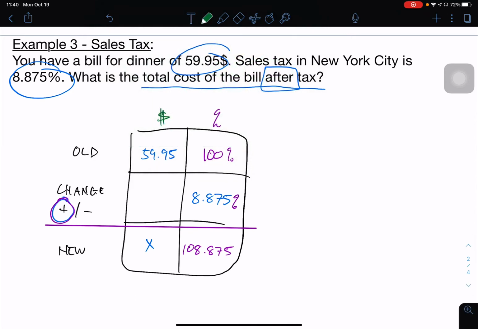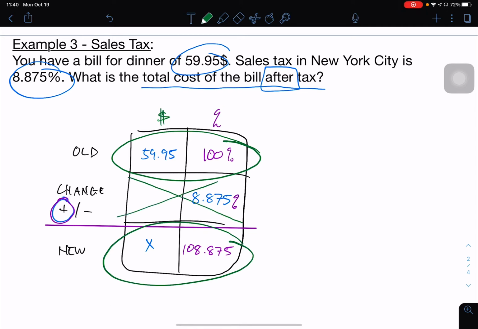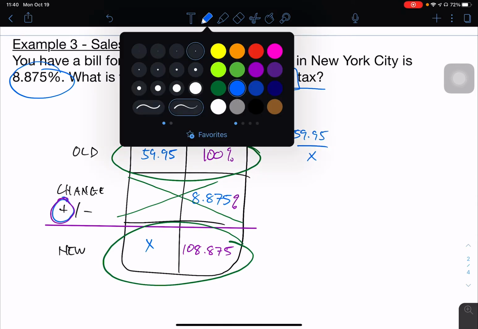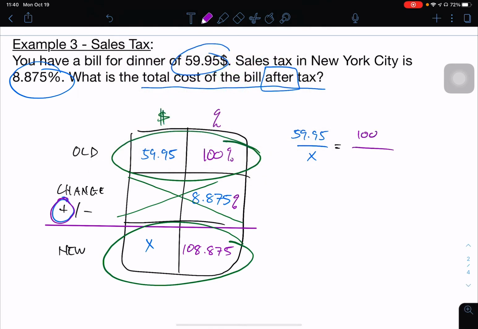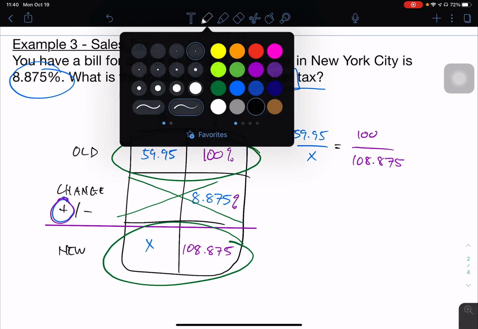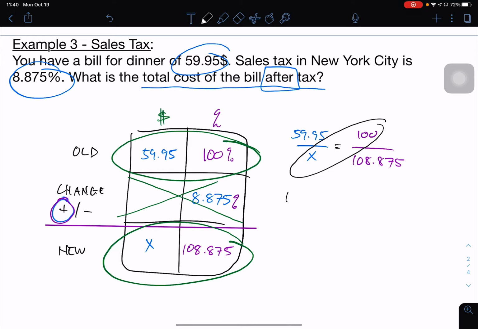Now you can put this in proportion. Remember, you need four numbers, and they all have to have neighbors. So you need these two and these two, and you're not using the middle. So it goes 59.95 over x equals 100 over 108.875.